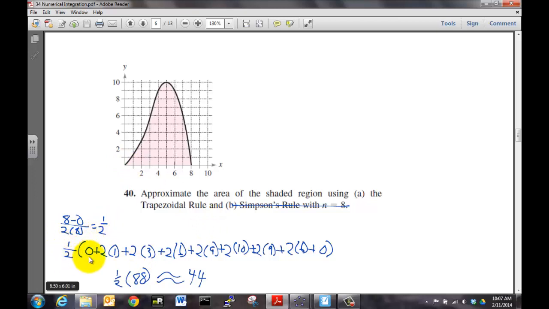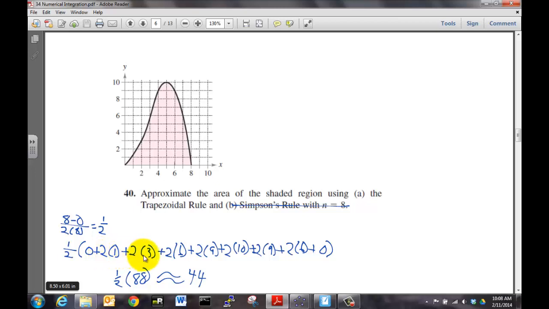Then inside our parentheses, we're going to look at our function value at the very beginning. It's 0. How far up are we going to go? Well, it was b minus a over n. 8 over 8 is 1, so we're going to go up 1. What's the function value there? I estimated it to be the number 1. If you estimate it to be a little bit more, there's nothing wrong with that. Just write it down. And we're going to multiply that one by 2 because it's one of our inside function values.